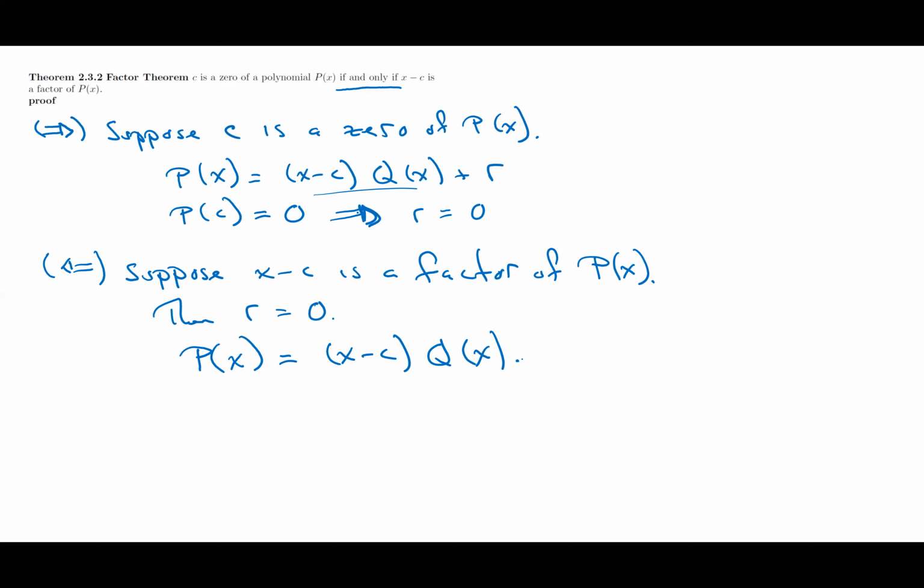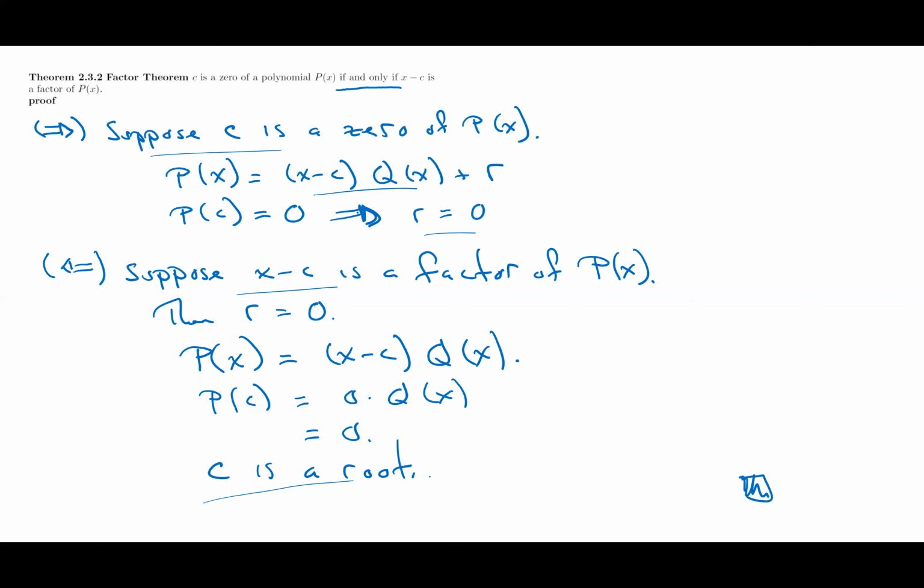Well, I want to show that c is a root. Because I have a factor, that lets me get rid of this remainder out here, which means when I plug in c, I get 0 times q, which is just 0. In other words, c is a root. Okay? And that proves the theorem. Again, the logic here is we're saying, suppose c is a 0, show the remainder is 0, and then go the other way. Suppose x minus c is a factor, let's show that c is a root.